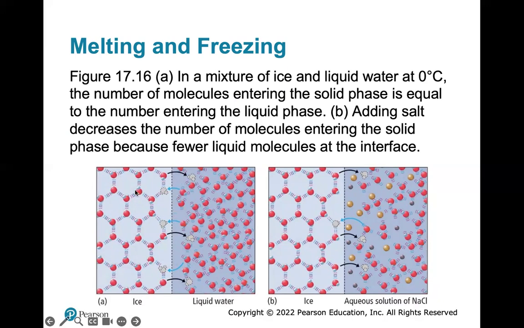So this is freezing with normal water. Now, if you were to add salt, you can see that it reduces the amount of lines. You have lines that are going out from the frozen side, and only one coming in. So it lowers the freezing temperature. That's why they pour salt on roads.